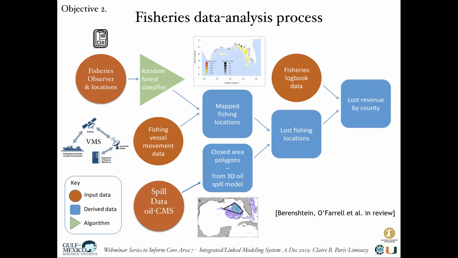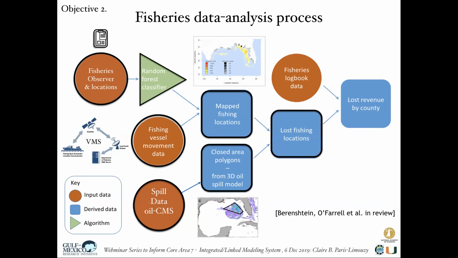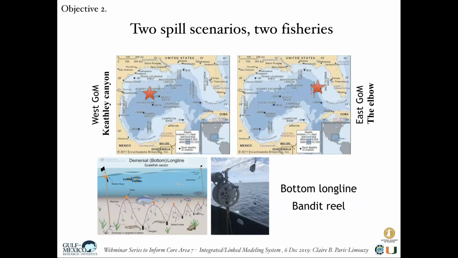And in the end, what we did, we looked at, from a simulated oil spill, the closed polygon area on a daily basis. So this is going through these steps. For this conceptual framework, we use 2 spill scenarios and 2 fisheries. One simulated oil spill was in the Western Gulf at the Keathley Canyon block, and the second in the Eastern GOM at the Elbow block. We use data from 2 types of fishing methods, longline and bandit reel fishery data sets.